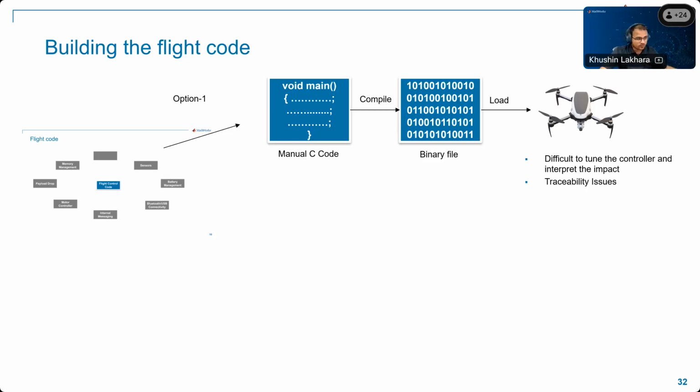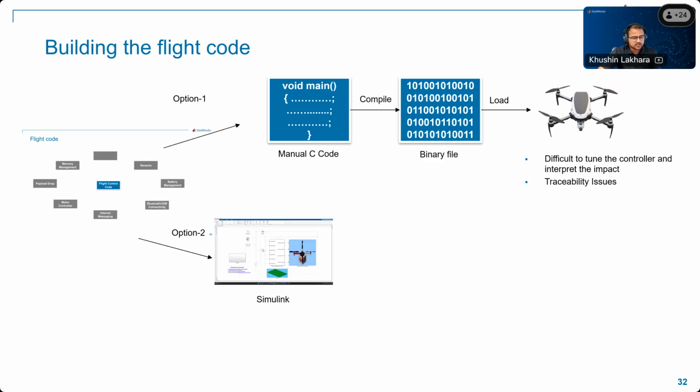Also, if you want to see the impact of some code on your vehicle performance, you may not actually be able to trace the issues that you have. So connecting the final effect with the code that is resulting in it would be very difficult. So what is the solution? Do we have any solution for this?